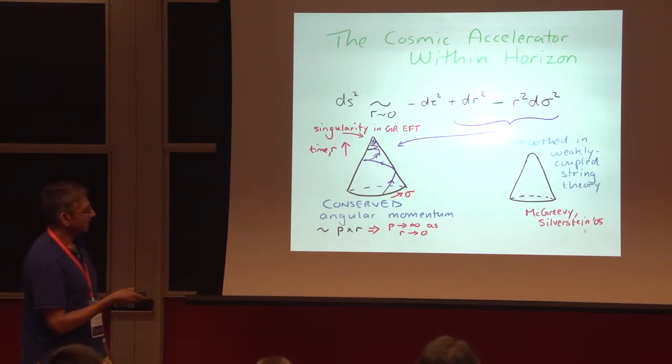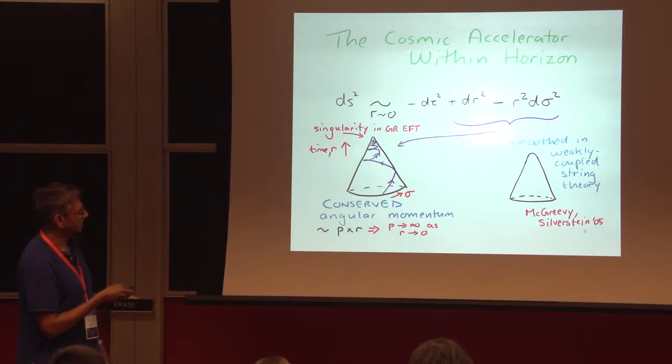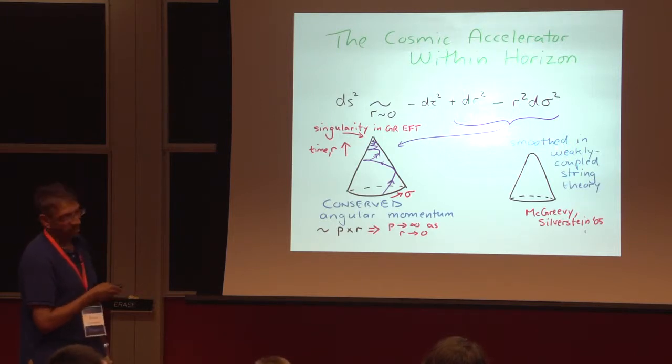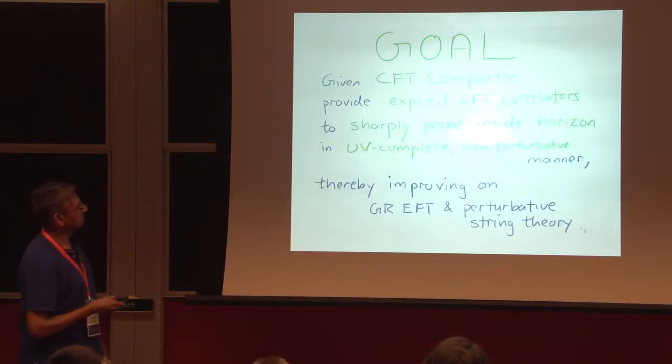Just to say that it may be, and it's been argued by these guys, that in weakly coupled string theory, this actual mathematical singularity in effective field theory can be smoothed out by string theory within a string length of the tip. Okay? So what's the goal of this talk?